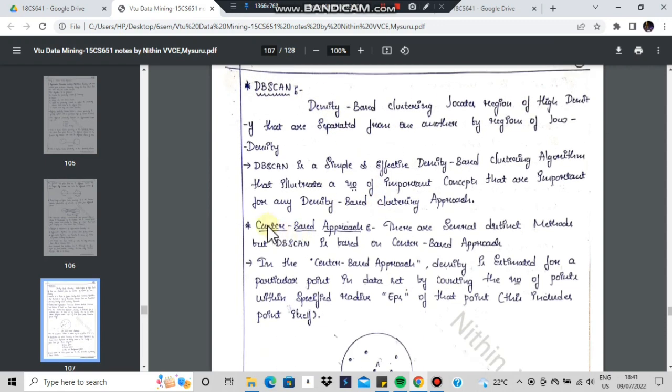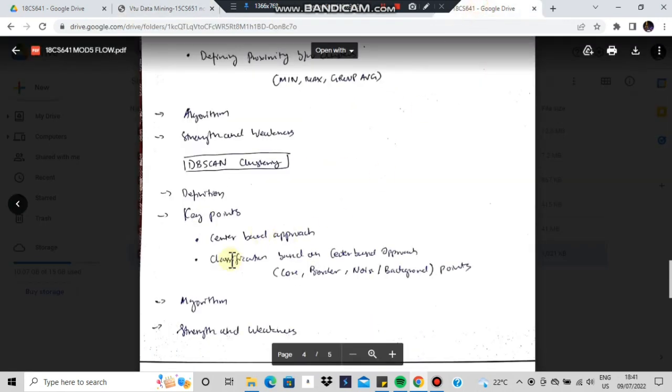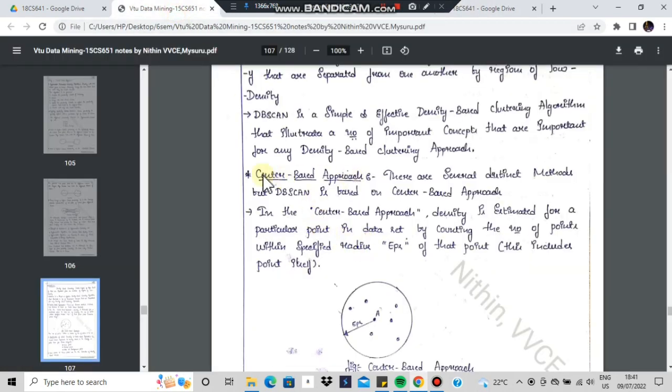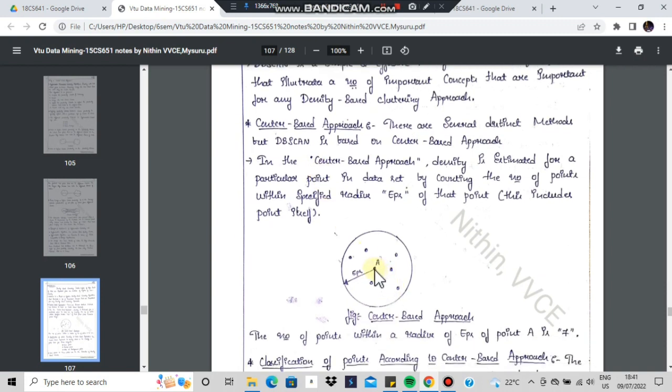So DBSCAN is a center based approach. That's our first key point. There are several distinct methods, but DBSCAN is based on the center based approach. Center based approach means what? We'll be having a center here, and closeness to the center, how many points are there, that is known as the density. So the center based means we'll be having a center, and based on that, we'll be calculating how dense it is. EPS is the radius from the center.